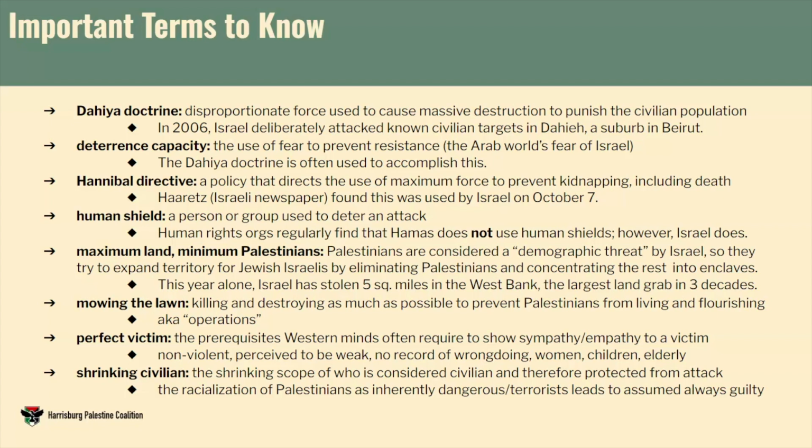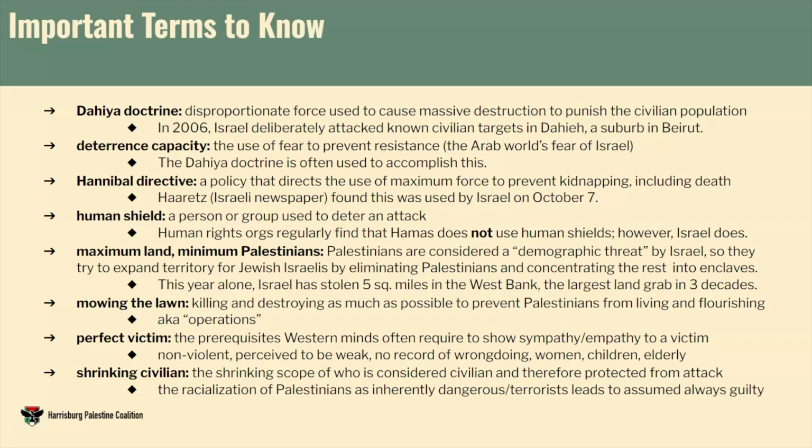The plan, as Eisenkot put it, was to respond to any attack with intentionally disproportionate violence, not necessarily to defeat the attackers, but to punish the entire population through the deliberate killing of civilians and destruction of civilian infrastructure.